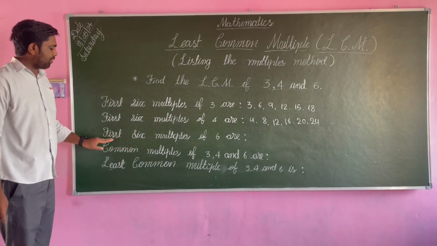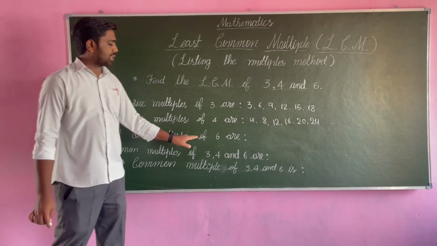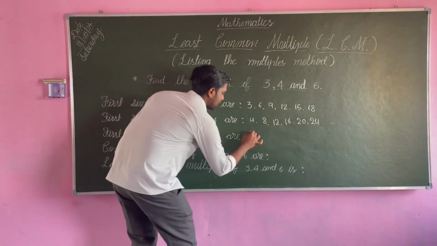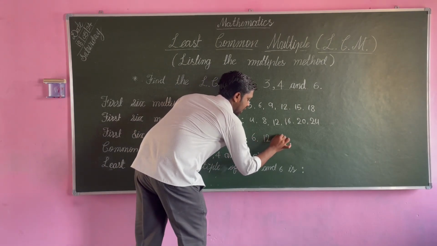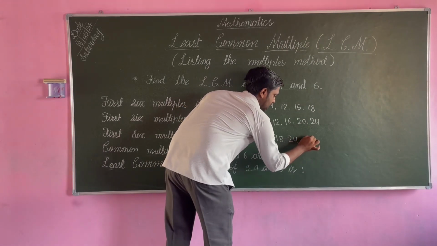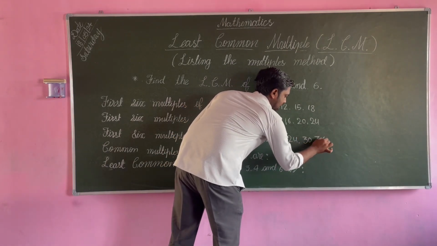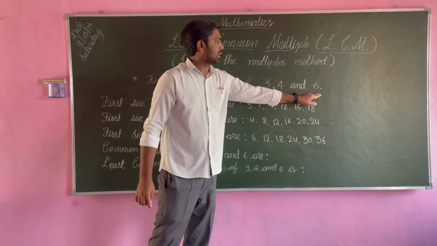Next, find the first 6 multiples of 6. The first 6 multiples of 6 are: 6 ones are 6, 6 twos are 12, 6 threes are 18, 6 fours are 24, 6 fives are 30, 6 sixes are 36. These are the first 6 multiples of 6.